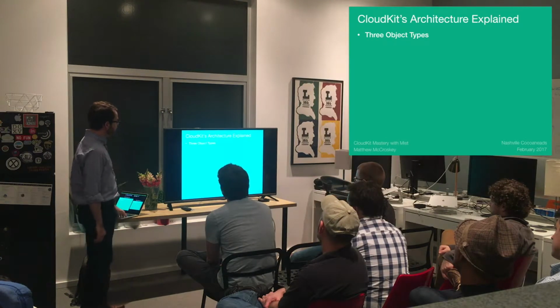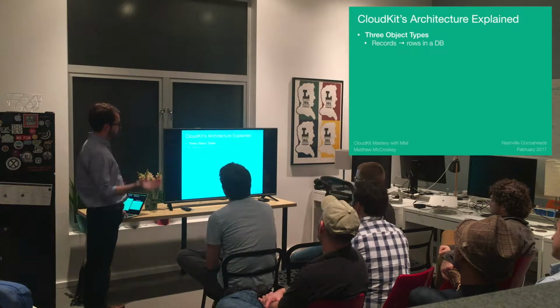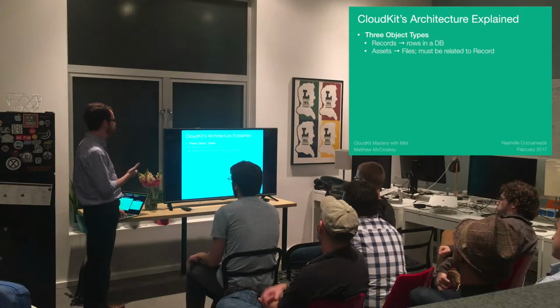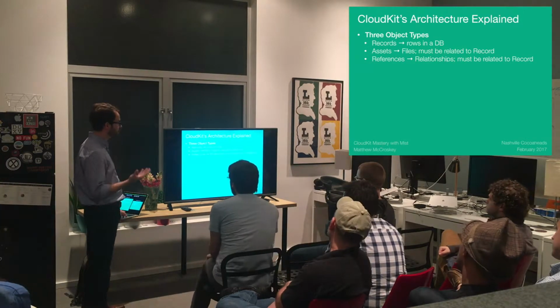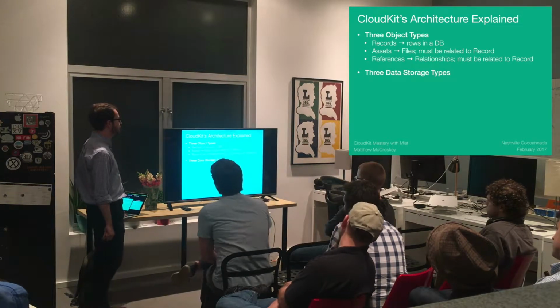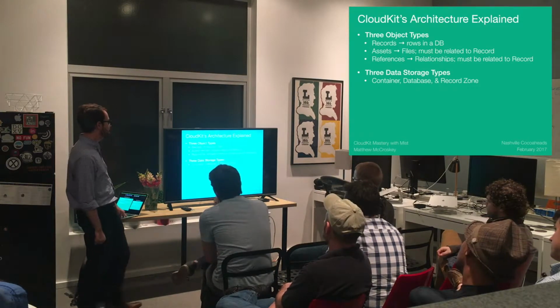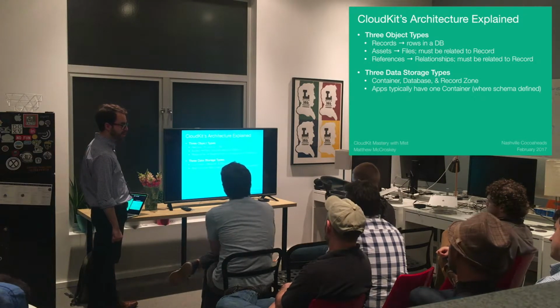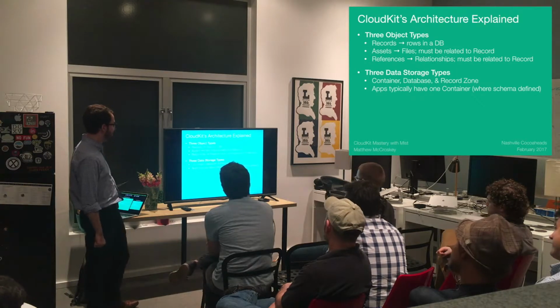So 3 object types: records, which are like rows in a DB, assets, which are like files, and they have to be related to a record in order to be saved. References, which are like relationships, they also must be related to a record in order to be saved. You have 3 data storage types: container, database, and record zone. Apps typically have one container, where the schema is defined.